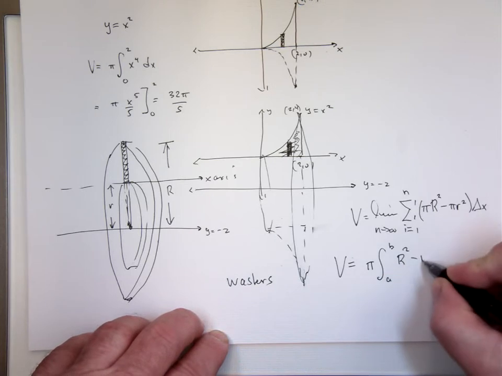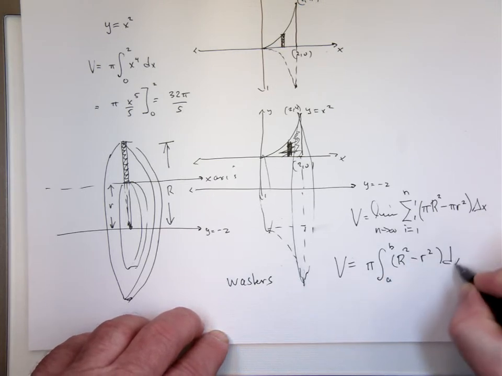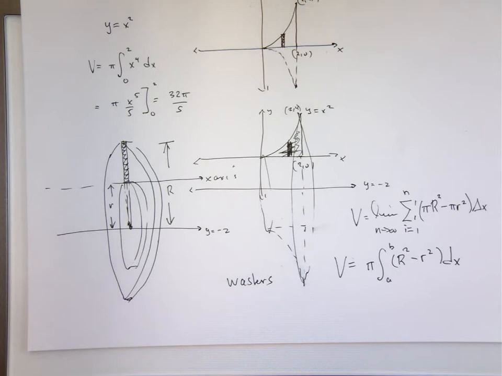And again, we're going around the x-axis or something perpendicular to the x-axis. These rectangles are perpendicular to the x-axis. At some point, we're going to go around the y-axis, too. Everybody see this okay?